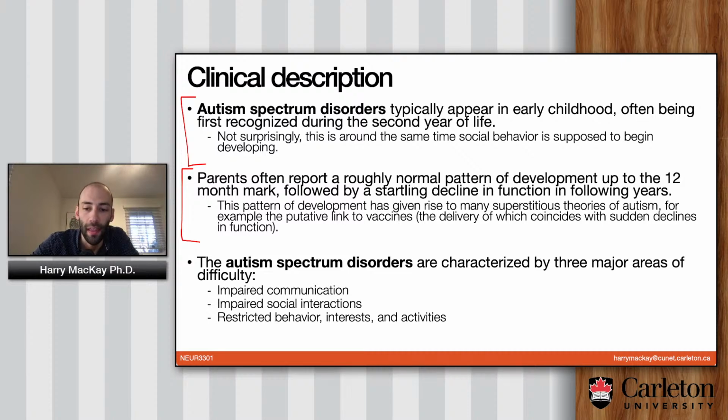But anyway, the autism spectrum disorders are characterized by 3 major areas of difficulty. Those would include impaired communication, impaired social interactions, as well as restricted behaviors, interests, and activities. I don't need to really go over this. I'm sure by year 3 of your neuroeducation, you're more than familiar with ASD.